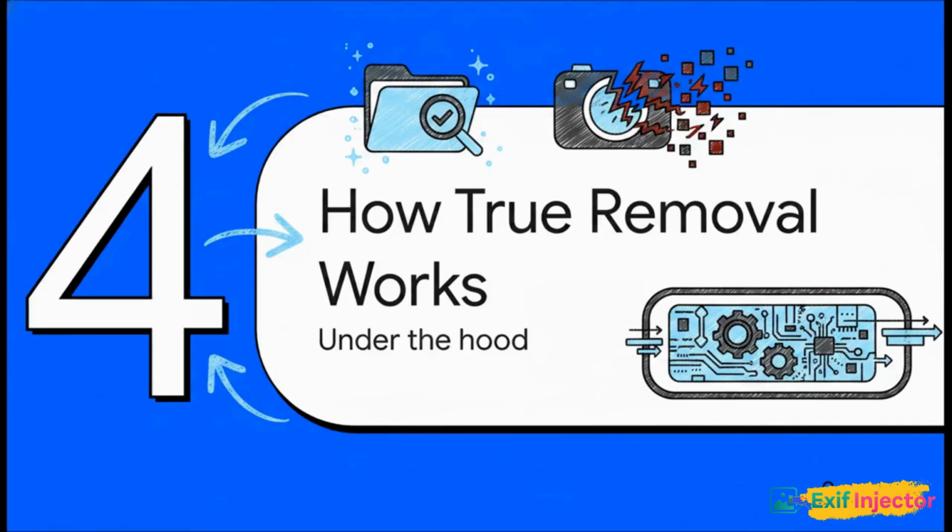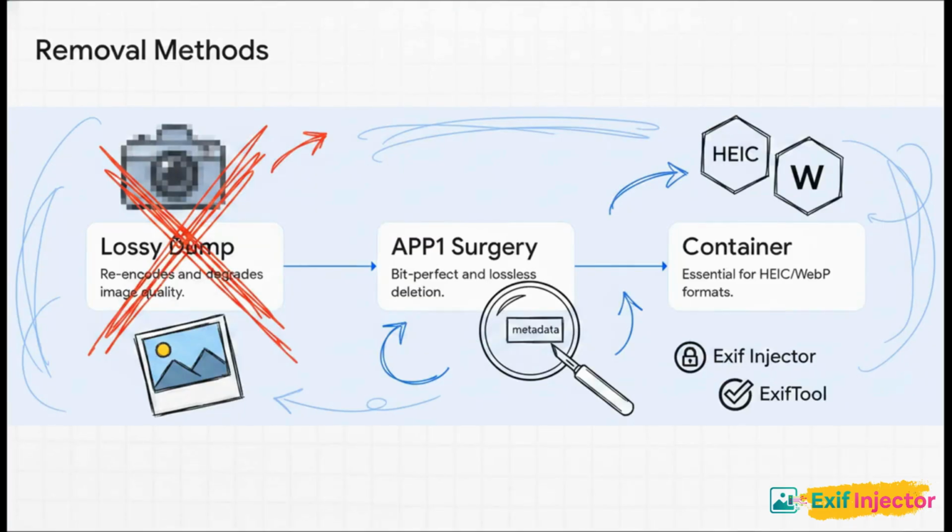Section 4. Let's talk about how true removal actually works under the hood. So we've talked about the tools, but what actually happens to your file when you click Remove? And more importantly, why do some cheap apps actively ruin your photo quality? Understanding the tech here is pretty crucial. There are three main architectures.